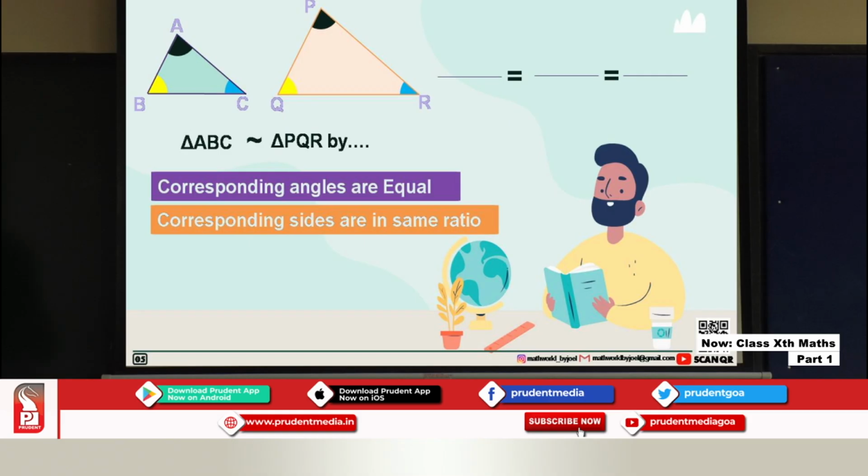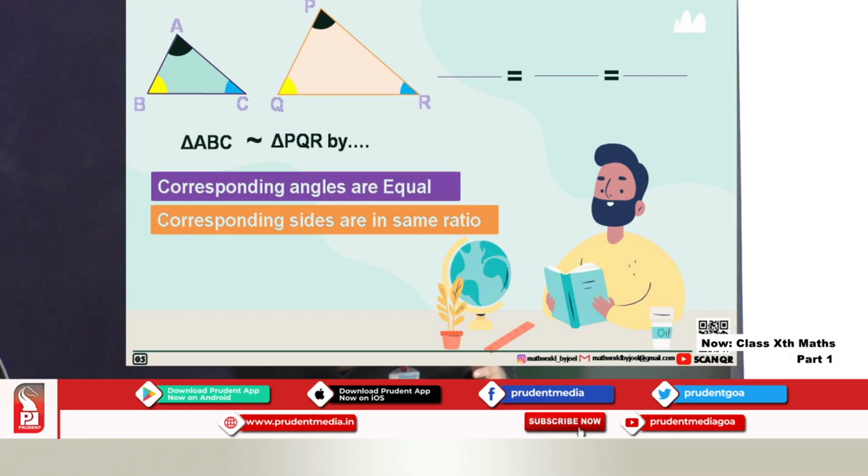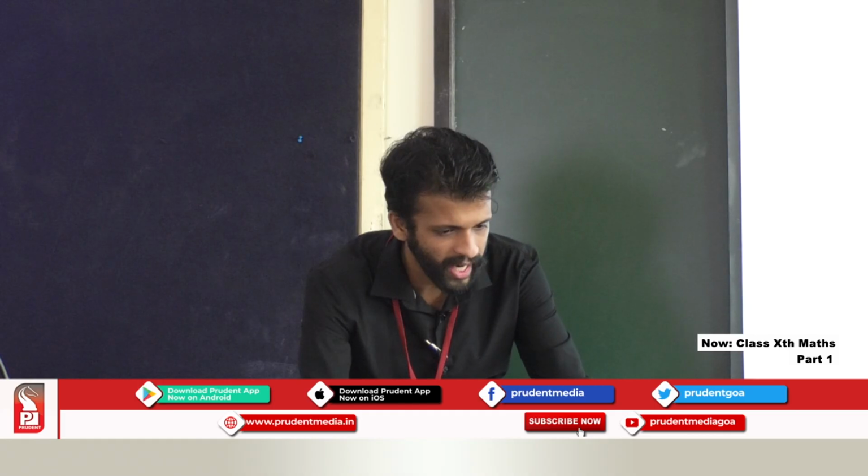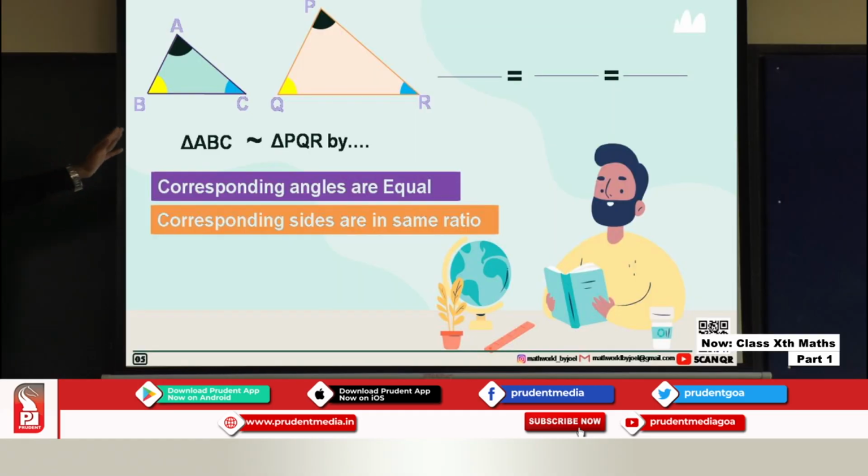Corresponding angles are equal. Now please concentrate on the slides very carefully. What do we mean by corresponding angles? Here I'm saying that angle B is equal to angle Q. That's the meaning of corresponding. Now, is only one angle required? No. You require all the three angles to be equal. So here angle C is equal to angle R, and angle A is equal to angle P.